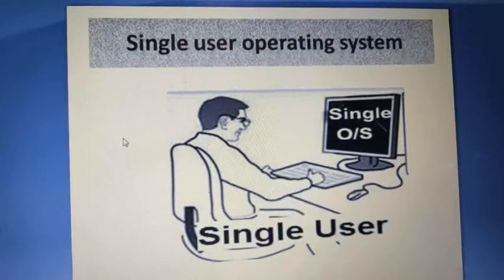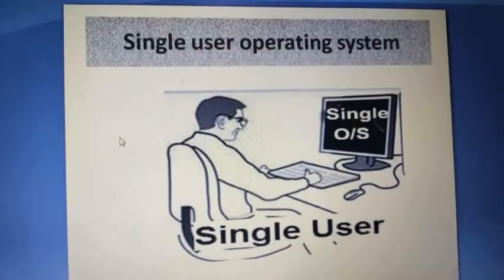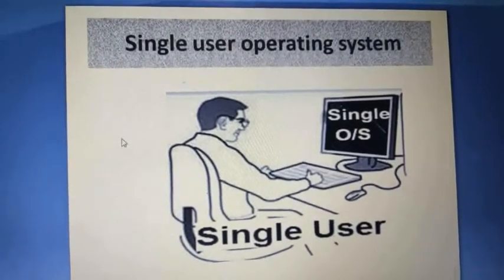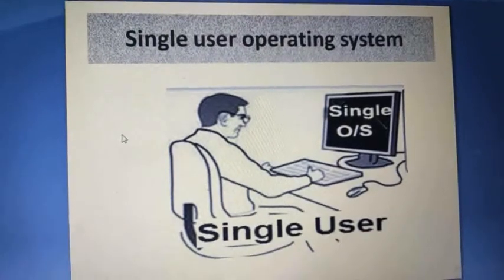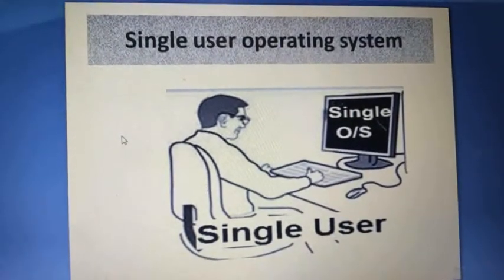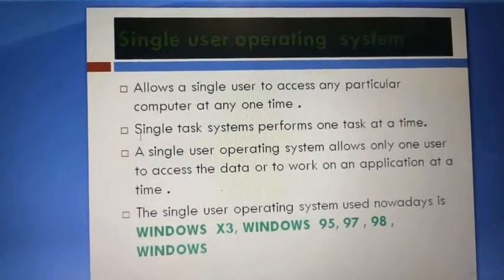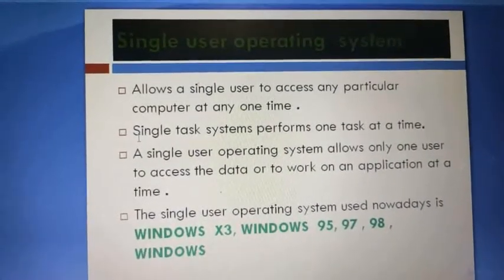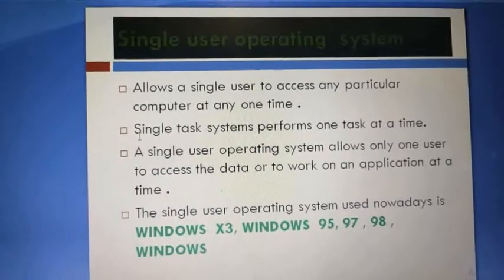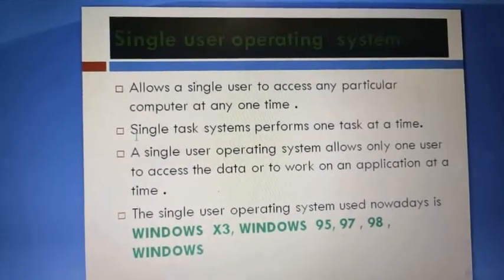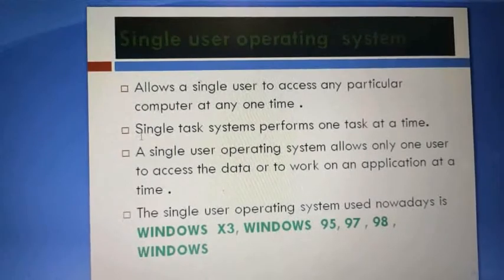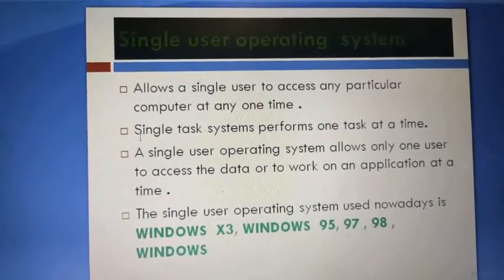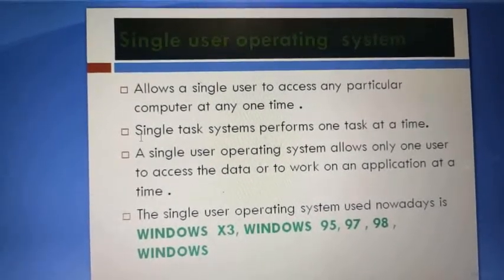First one is single user operating system. The system is one, the user also one. This is called a single user operating system. OS means operating system. Single user operating system allows a single user to access any particular computer at any one time.